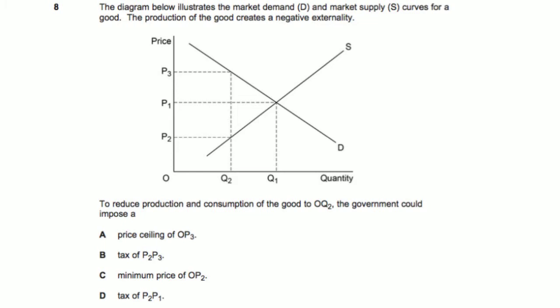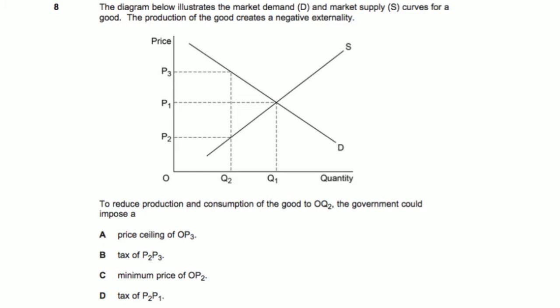The diagram below illustrates the market demand and the market supply curves for a good. The production of the good creates a negative externality. To reduce production and consumption of the good to OQ2, the government could impose, and then we have the 4 options there. So this good has a negative externality and the government wants to bring the consumption down from Q1 to Q2. So if you want to reduce the consumption of a good, you either need to tax that good or put a minimum price on that good that is above the current equilibrium price.